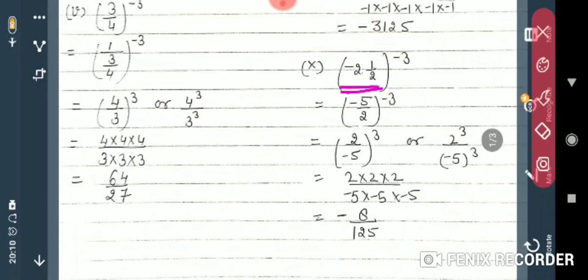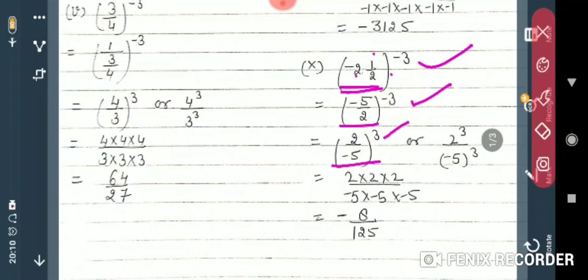Next question. Just see, it is given in mixed fraction. Minus 2 whole 1 by 2 to the power minus 3. First just make it into an improper fraction. So 2 multiplied by 2 is 4, plus 1, 5 upon 2. Minus 5 upon 2 to the power minus 3. You will do the reciprocal. What will it become? 2 upon minus 5 and the power will become positive.